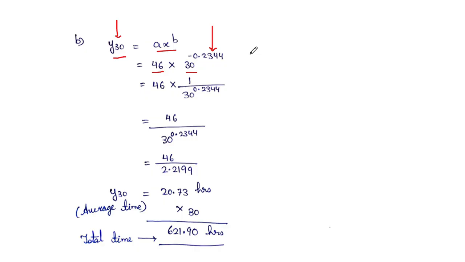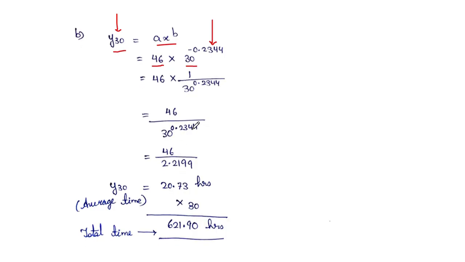So don't worry students, the learning curve ratio will be given in exams. Now coming to the next part, 46 divided by, here it is given as a negative, so we will convert it to positive. For converting to positive we need to divide by 1. So 46 divided by 30 to the power 0.2344. Now we will find the value of 30 to the power 0.2344. 2.2199. So average time for unit 30 is 20.73 hours.